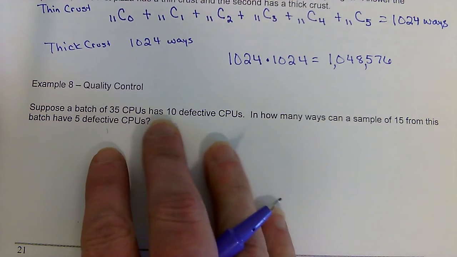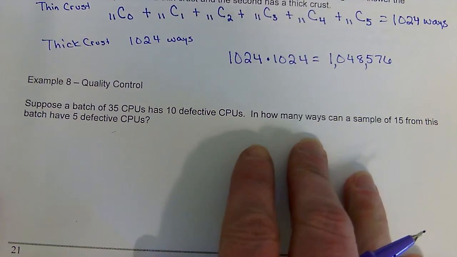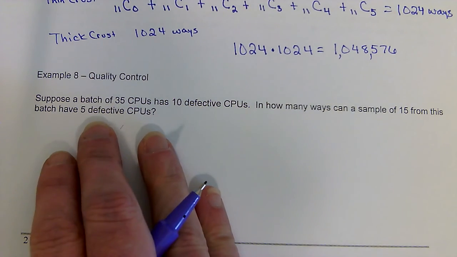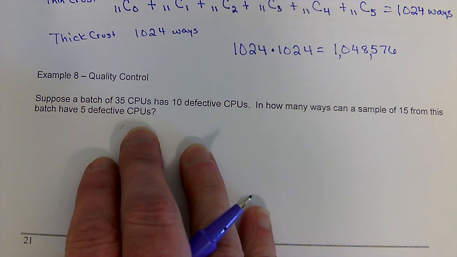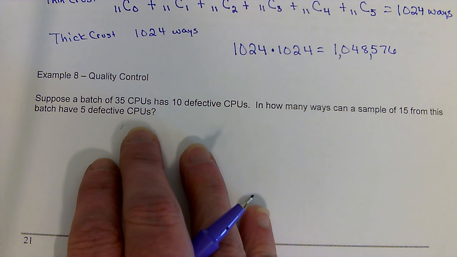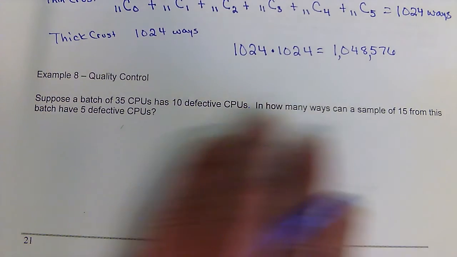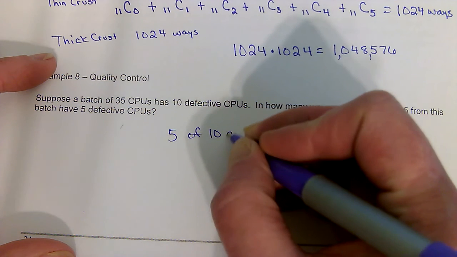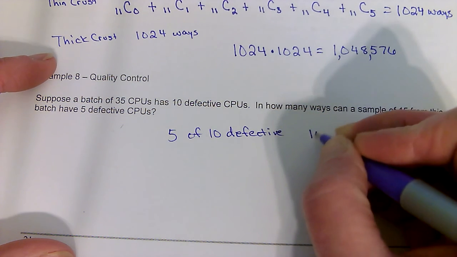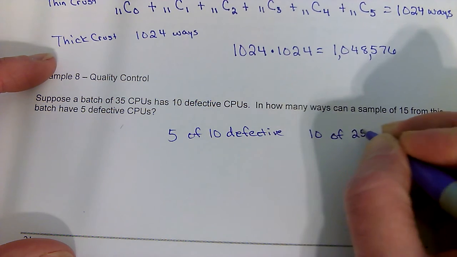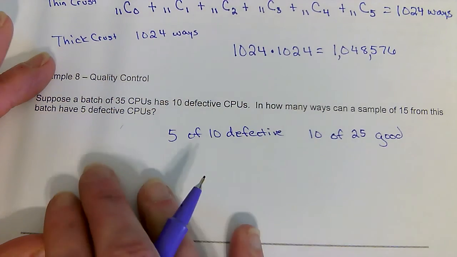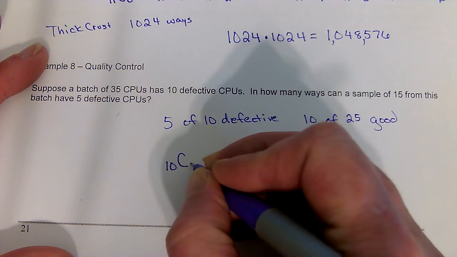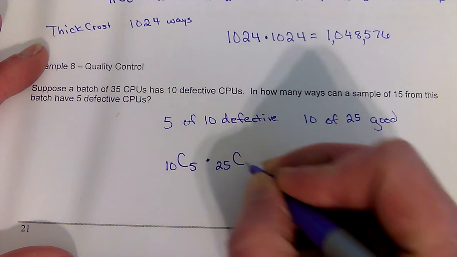Suppose a batch of 35 CPUs has 10 defective CPUs. In how many ways can a sample of 15 from this batch have 5 defective CPUs? So if 15 have 5 defective, that means we have 5 of the 10 defective, and that means that the other 10 of the 25 good, because we have 35 total. So that's 10 choose 5 and 25 choose 10.